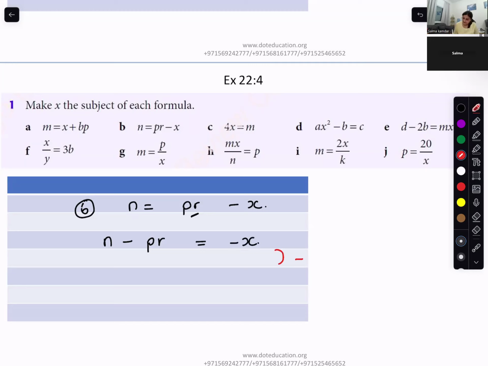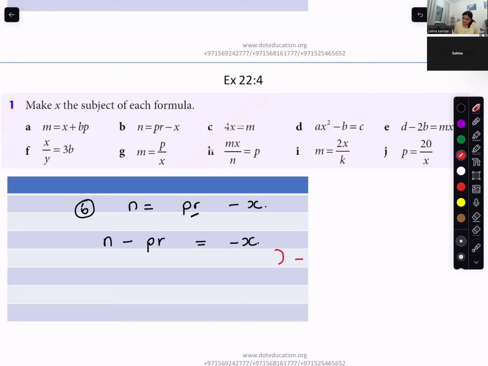So it will become a by pi r plus x is equal to 2r. Now x can be on the left. I will minus a by pi r from both the sides. So what I am left with is x is equal to 2r minus a by pi r. This is another way if you do not want to expand your brackets.